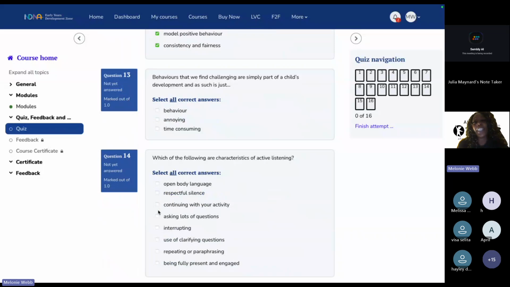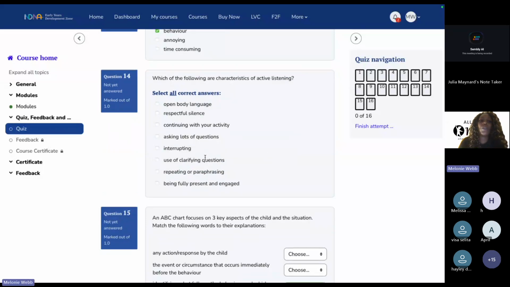Behaviours that we find challenging are simply part of a child's development, and as such, is it just behaviour that's annoying, time consuming, or annoying? No. What about time consuming? I mean, it is time consuming, but that's not what our focus is, is it? It's not, oh, they're just time consuming, they're just annoying. That's just how they are.